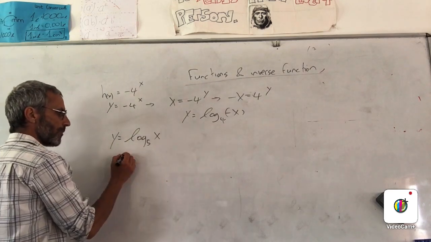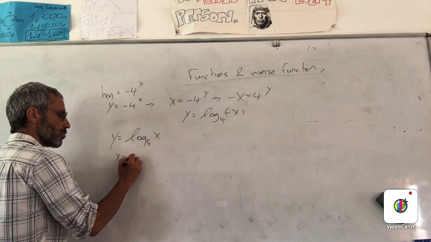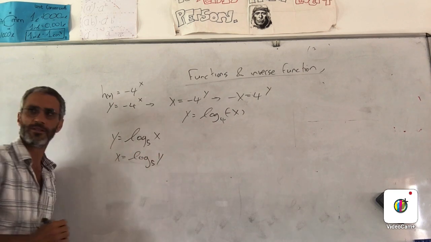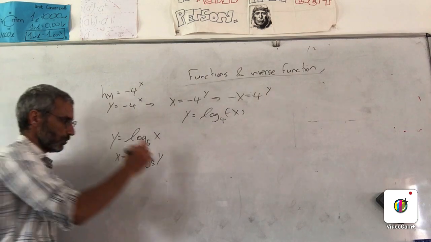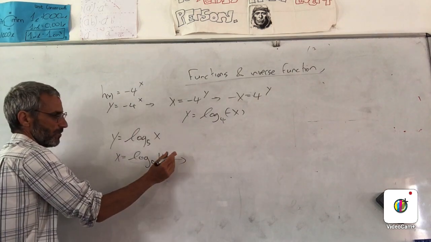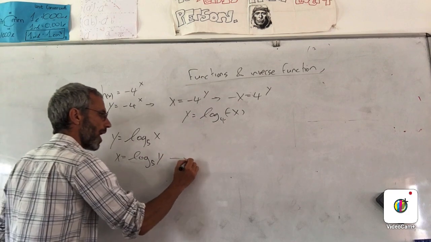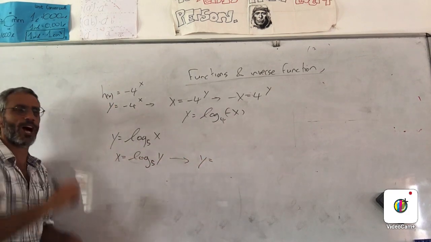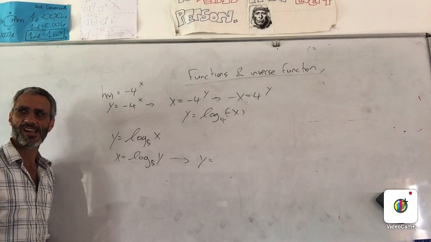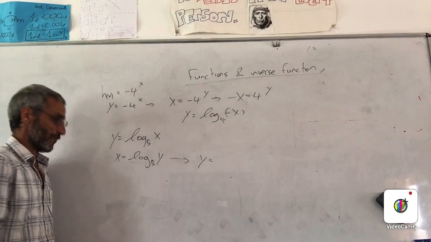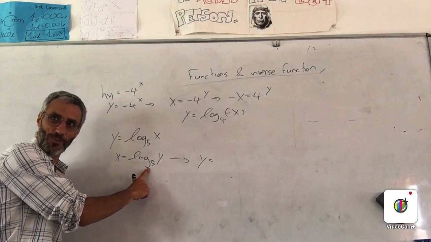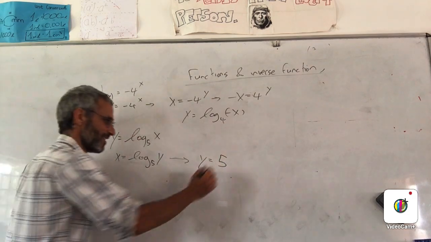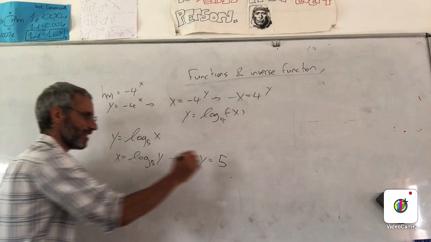So the first step, we just swap it. So x equals log y base 5. And now, just like we did before, how do I find what the y is if it's in the log? How do I get it out of the log? We know 5 is still the base. It was the base here, and it will be the base there. So it's 5 to the power of x.